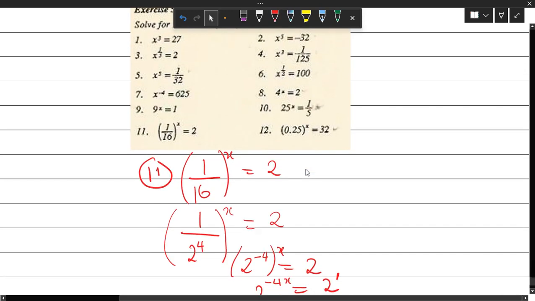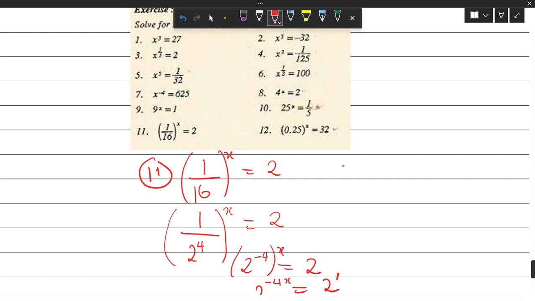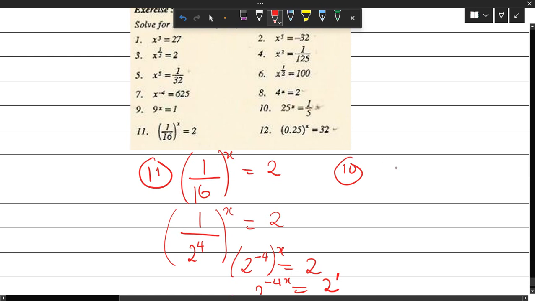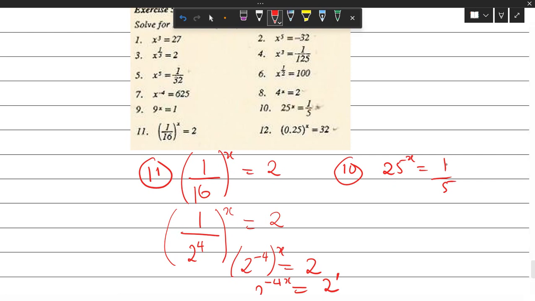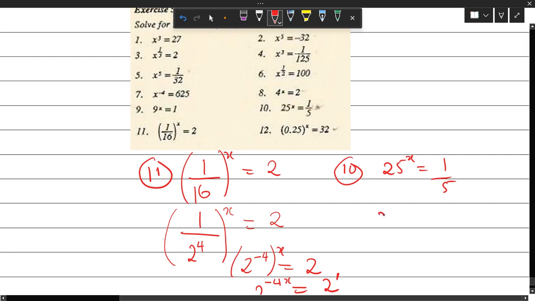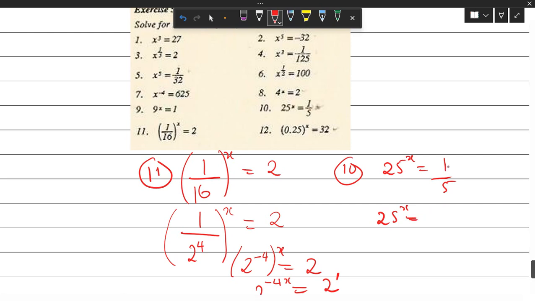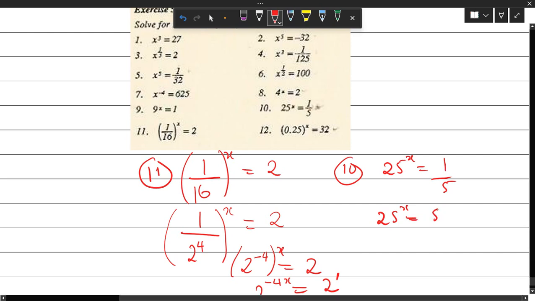So this is number 11. So I can solve also number 10. Let me see. I can solve 10. Also 10 looks challenging. You have 25 to the power x equals 1 over 5. So here we can't solve anything. This is a fraction. This is just a number. So we convert this to a number like this. So this would be 25 to the power x equals, if you remember, 1 over 5 is the same as 5 to the power negative 1.